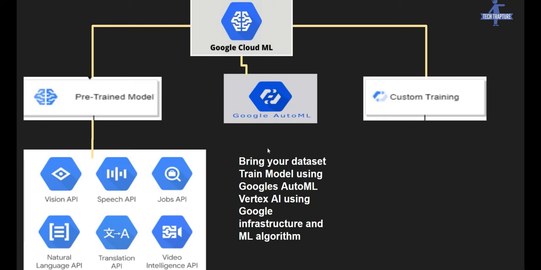Just see what I have written here: bring your dataset, train the model using Google AutoML Vertex AI, and use Google infrastructure. Here we'll put the photos or images of each student, label them according to their names, and then train our model. If the same image appears in our custom model, it will detect that person with the correct name. So this is a simple example.